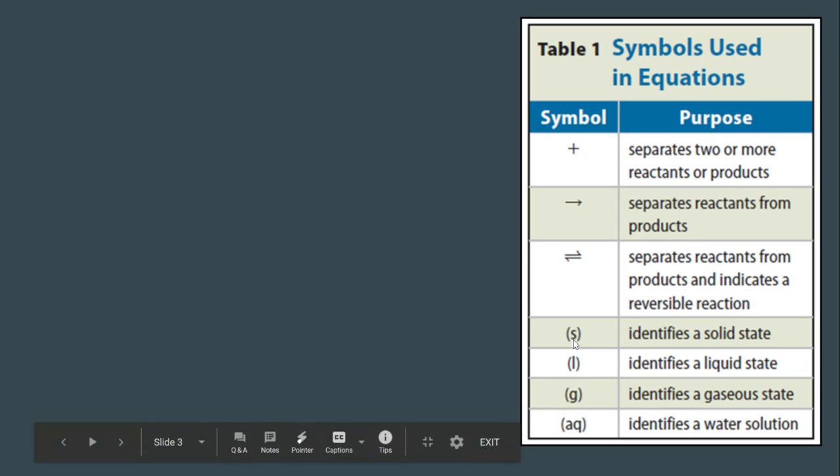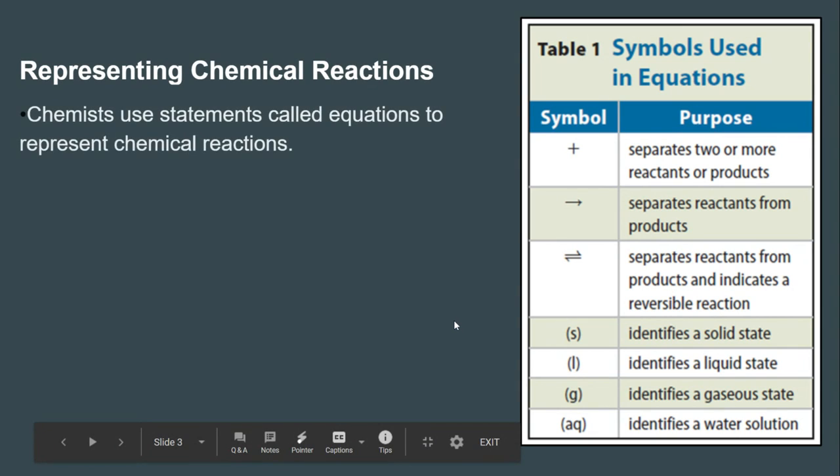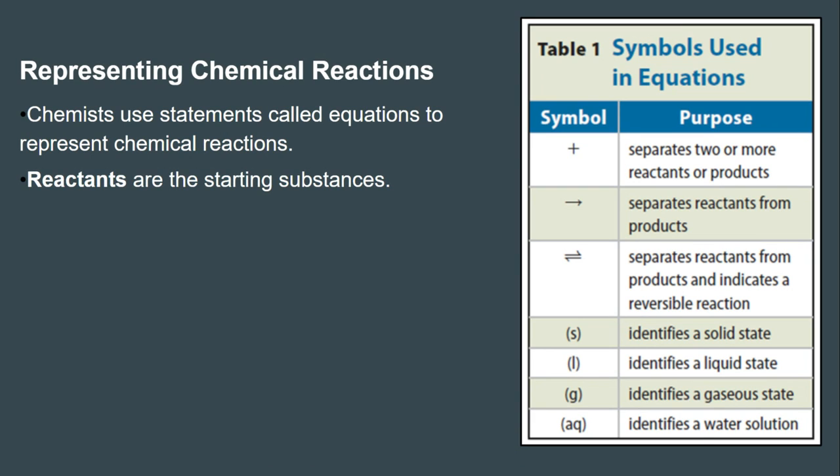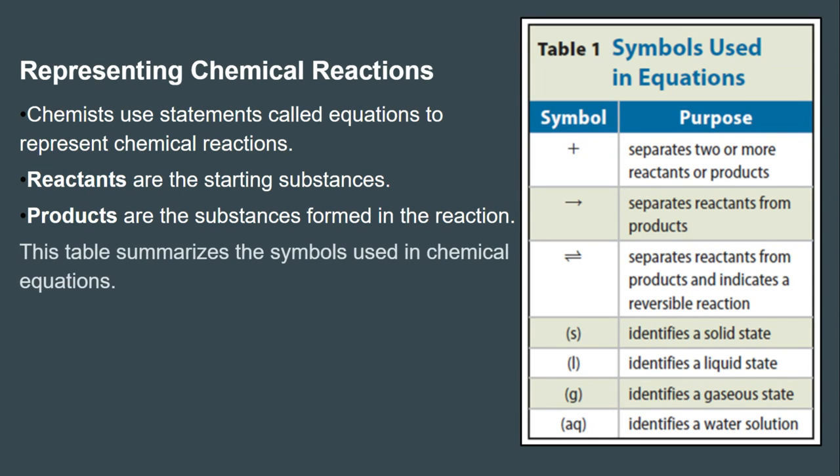You also would see symbols like S, L, G, or AQ. S means it's a solid. L means it's a liquid. G means it's a gas. AQ means that this substance is dissolved in water. So something dissolved in water is AQ. So let's see the different parts of a chemical reaction. You have reactants, which are the starting substances, and products, which are the substances formed in the reaction. So, like I said before, this table summarizes all the symbols that we use in a chemical equation.